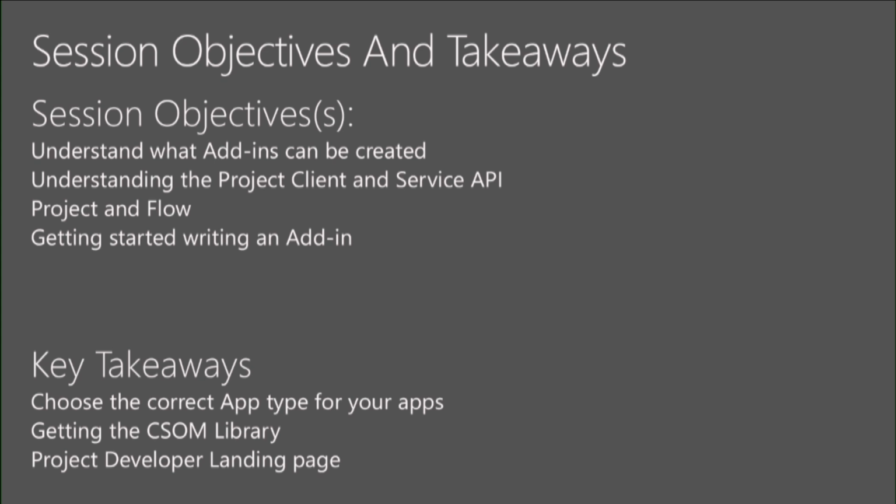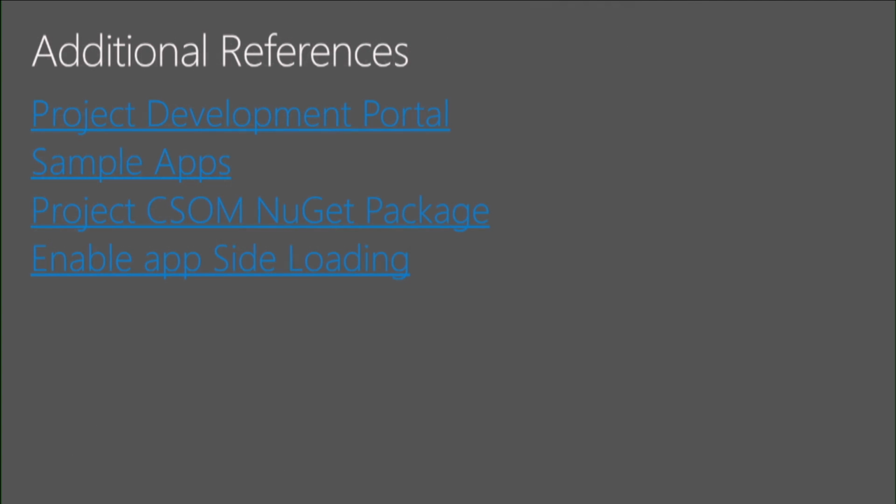So from my original goal, I hope you understand what kind of add-ins can be created, the client API and the server API, how to integrate with Flow, and what you need to do to get started. I explained about the NuGet package, and the developer landing page that has most of this information will be posted. Some additional references will be available when this deck goes out, where you can see the links: the link to the portal, the sample apps we have posted right now, and how to get the NuGet package.